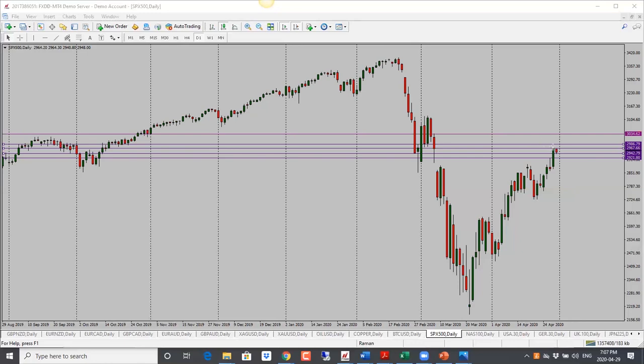For now though, I'm looking for a pullback, either a shallow pullback or a deeper pullback, and then a move higher. So bias is bullish for S&P 500. First target is 2980 and then 3030.